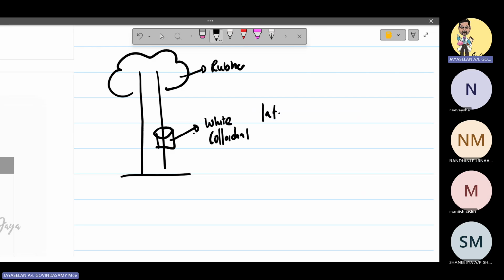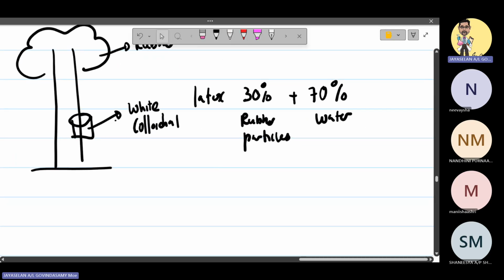And this liquid is called what? Latex. What does white colloidal liquid mean? It contains 30% rubber particles and 70% water. And this water and rubber particle do not mix. We want the 30% of rubber, but the scientists or the rubber tappers face a problem.